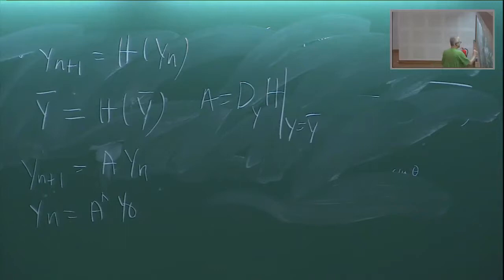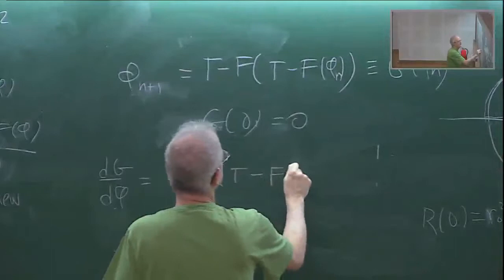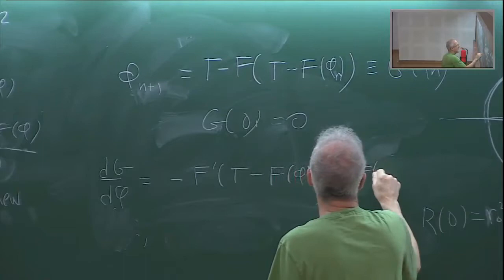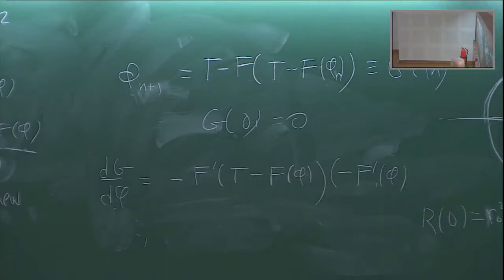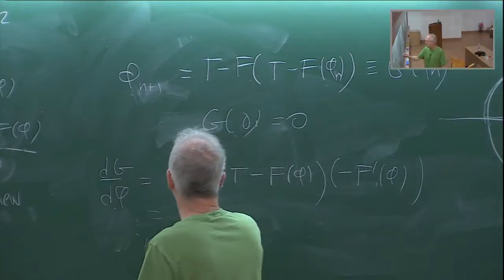What is g d phi equal to? Equals minus f prime of t minus f of phi times minus f prime of phi. Right? Just calculus, which is just equal to f prime of t minus f of phi times f prime of phi.